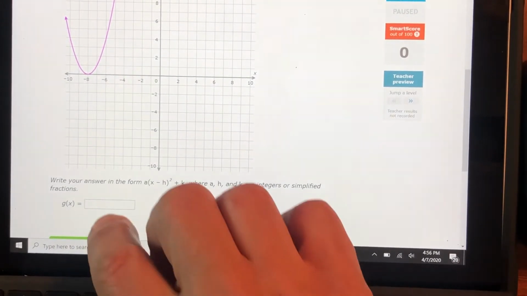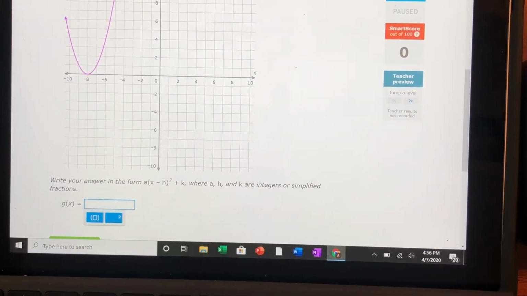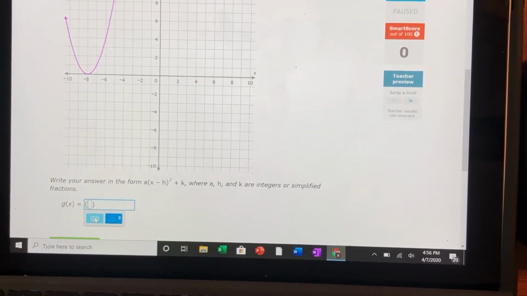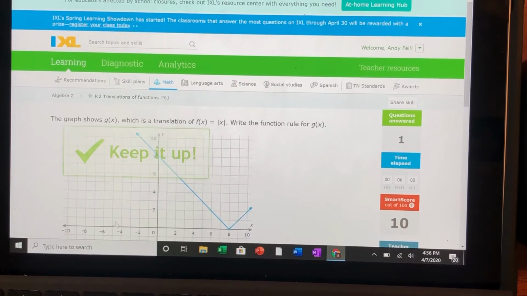So that means for this one right here, we're going to start out by putting some parentheses, and since we know it's shifted to the left 8 units, that's going to be x plus 8. So x plus 8. And then we want it to be quantity squared because it's a parabola. So I'm going to click on this, and that's it. There's nothing else happening. It's not shifting up and down, so I don't need to put a plus or anything else after that. Okay, let's try another one.